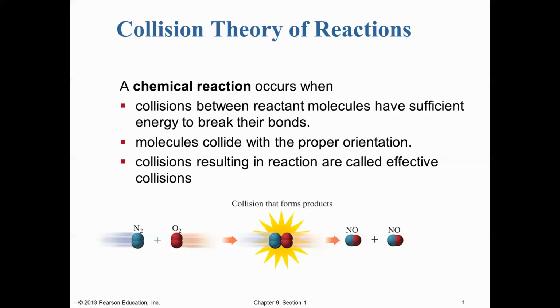So in order for a reaction to occur, the molecules of reactant have to crash into each other. And if they crash into each other under the right conditions, we end up with what's known as an effective collision. Effective collisions are where we end up breaking bonds so that we can form new bonds.